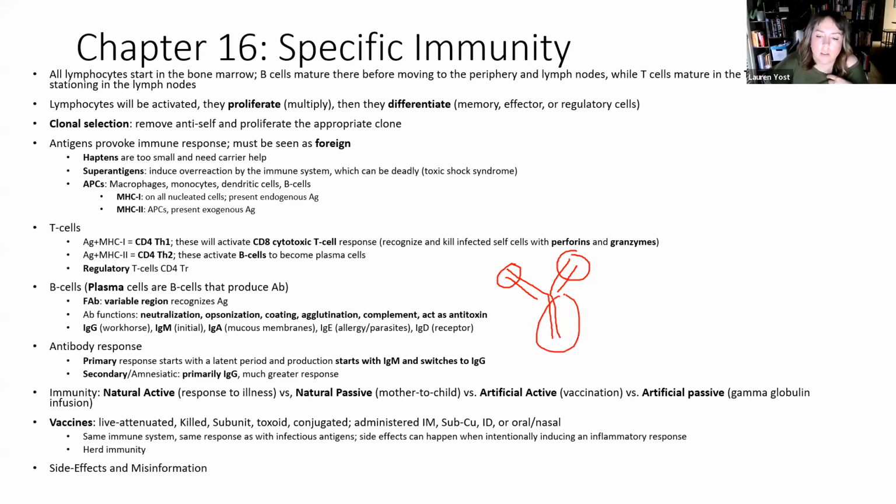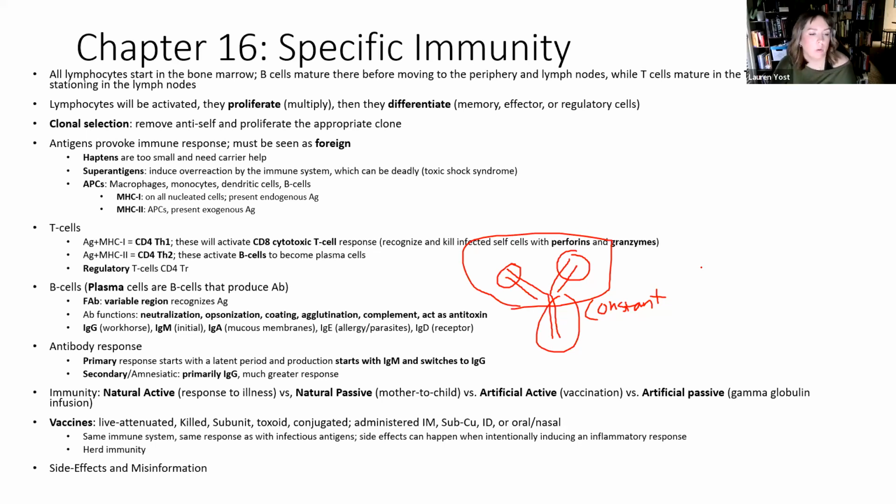And this is the constant region. So this part is what gives that antibody its purpose, like what it would be doing for the cell, because they can have different purposes. So that's the basics of that. The FAB is the variable region, so it's going to be everything up here. That's the FAB, fragment antigen binding. That's going to have the variable region. The FC is the constant region.